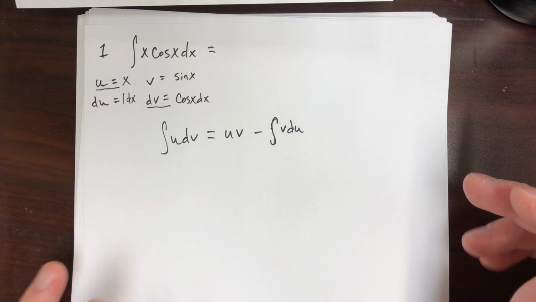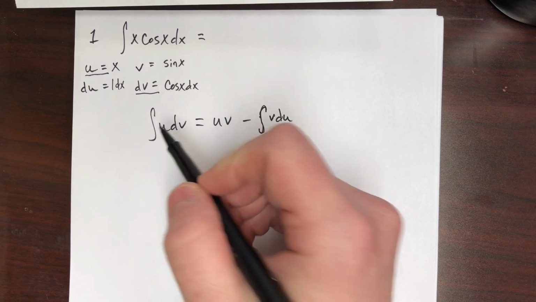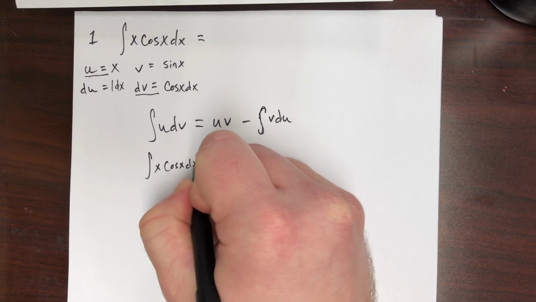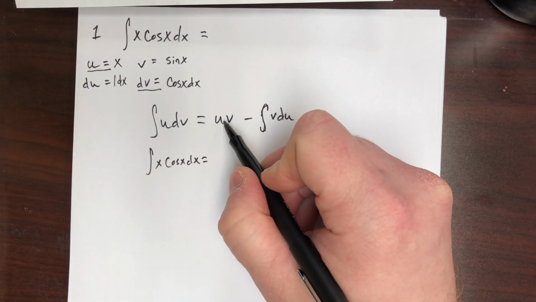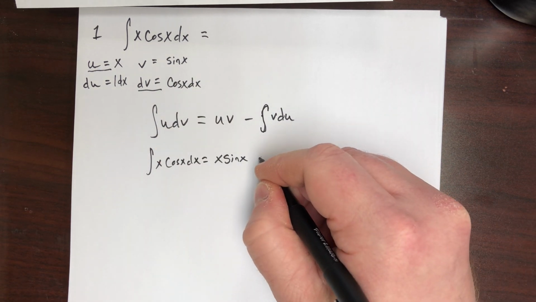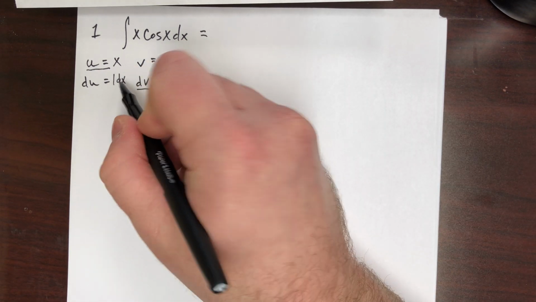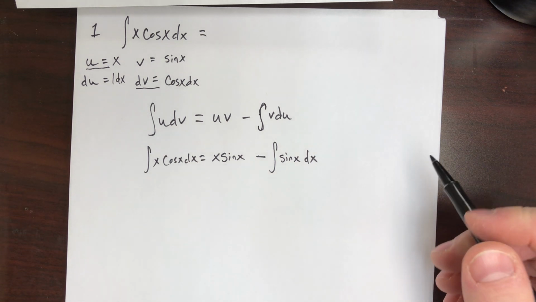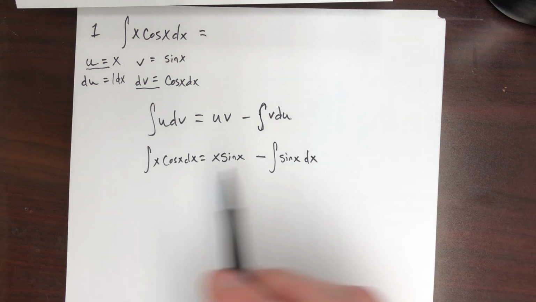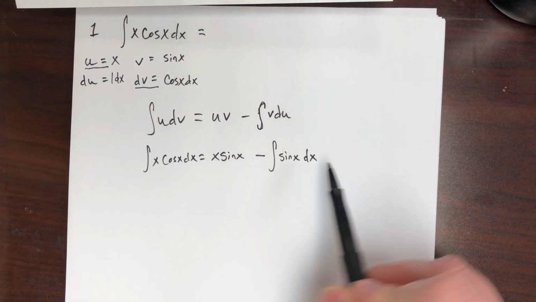So here we have our formula. Let's put all the pieces where they belong. u was x, dv was cosine x dx. Then over here, u was x, v was sine x, minus v was sine x, and du was 1 dx. Okay, big deal. Well, the big deal is that what we just did was rewrite this as something that we can actually do now.